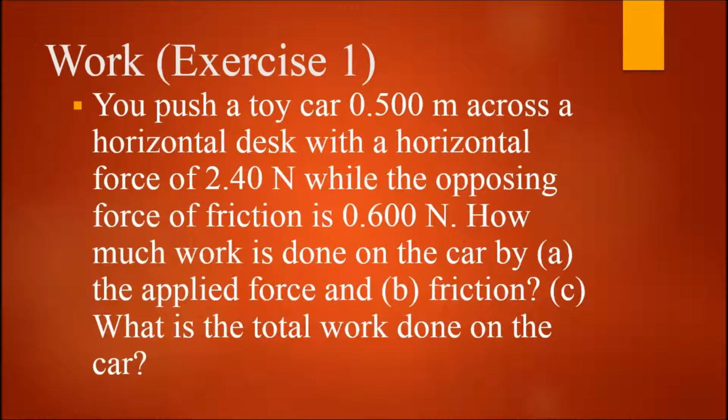Okay, so we'll start this lecture with the exercises from the previous lecture. In the first exercise, a toy car is pushed 0.500 meters by an applied force of 2.40 newtons, while the opposing force of friction is 0.600 newtons. We will determine the work done on the car by the applied force, the work done on the car by friction, and the total work done on the car by the combination of the applied force and friction.